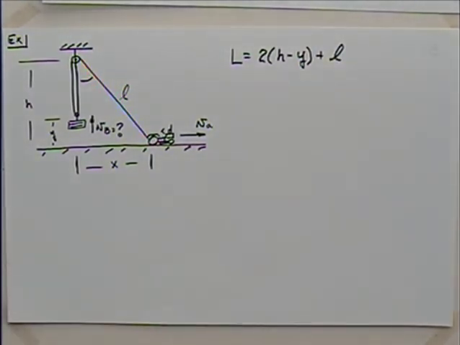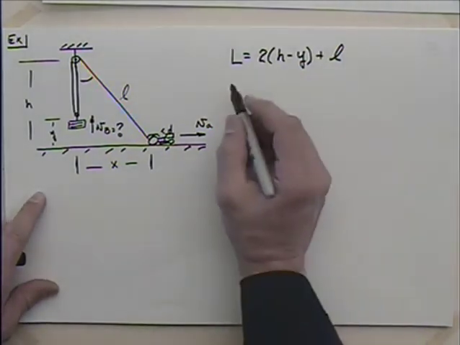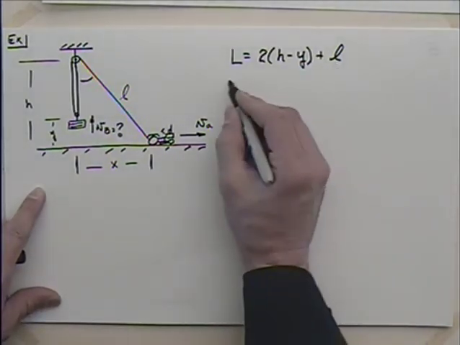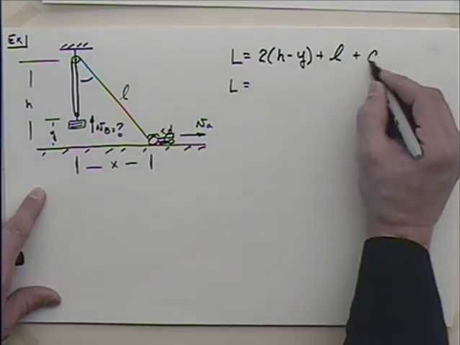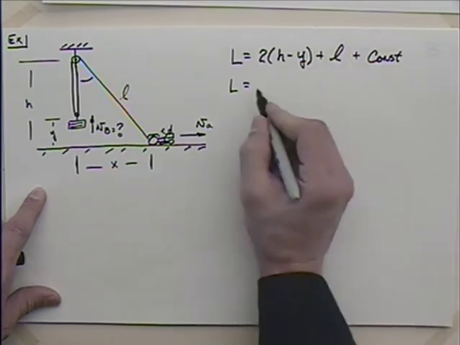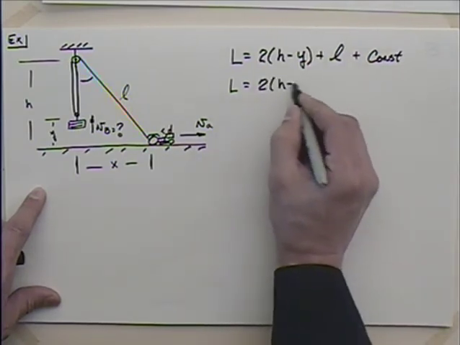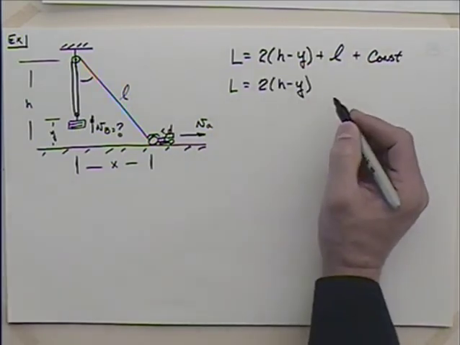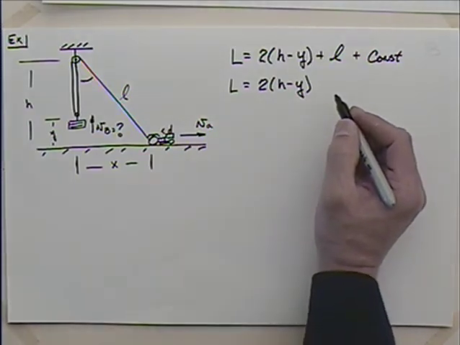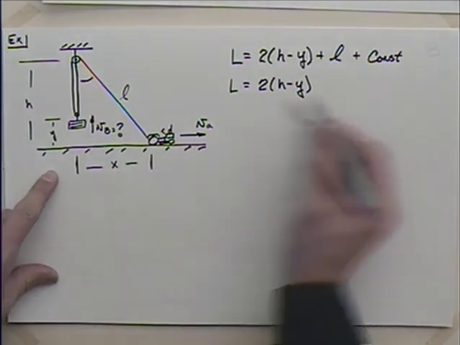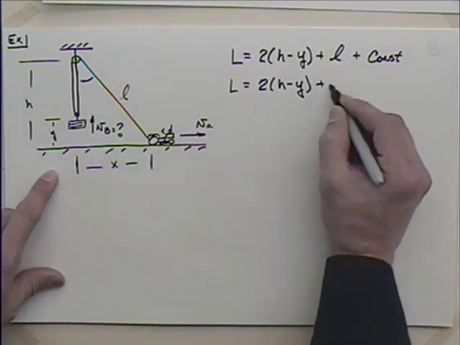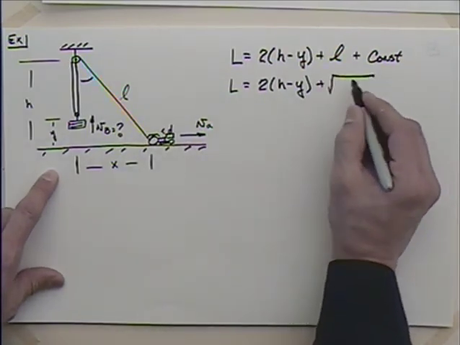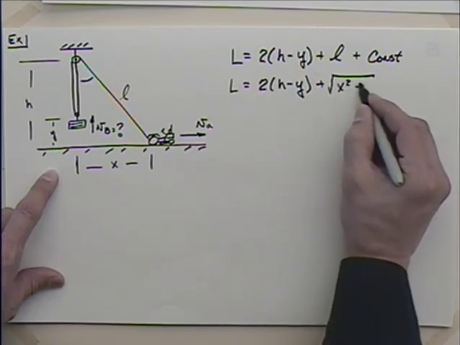And like I said, I don't want L showing up in my equation, so now I've got to figure out what L is, lowercase l. So I could say that this is, and maybe I'll be real careful here, constant. So I have 2 times H minus Y, and how could I better describe L? Well, I've got a triangle here, don't I? I mean, Pythagoras would say that that's what? Square root of x squared plus h squared?